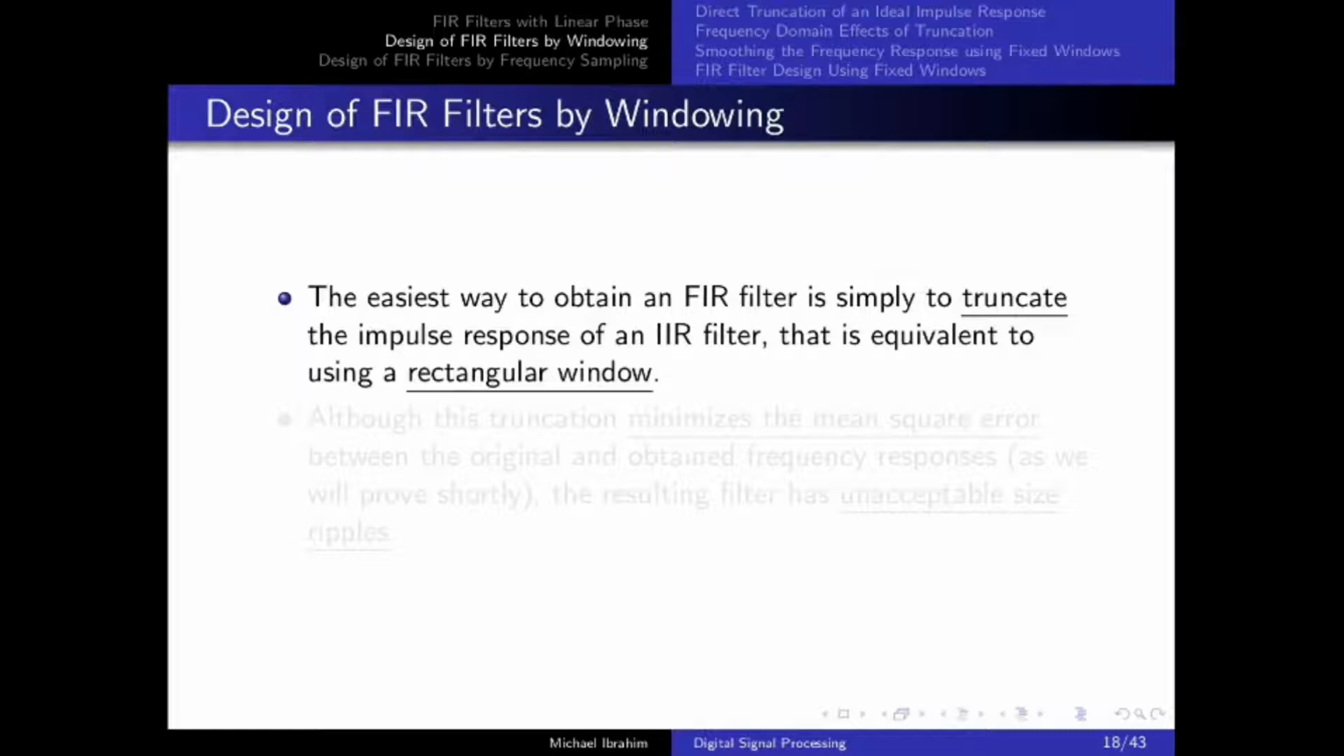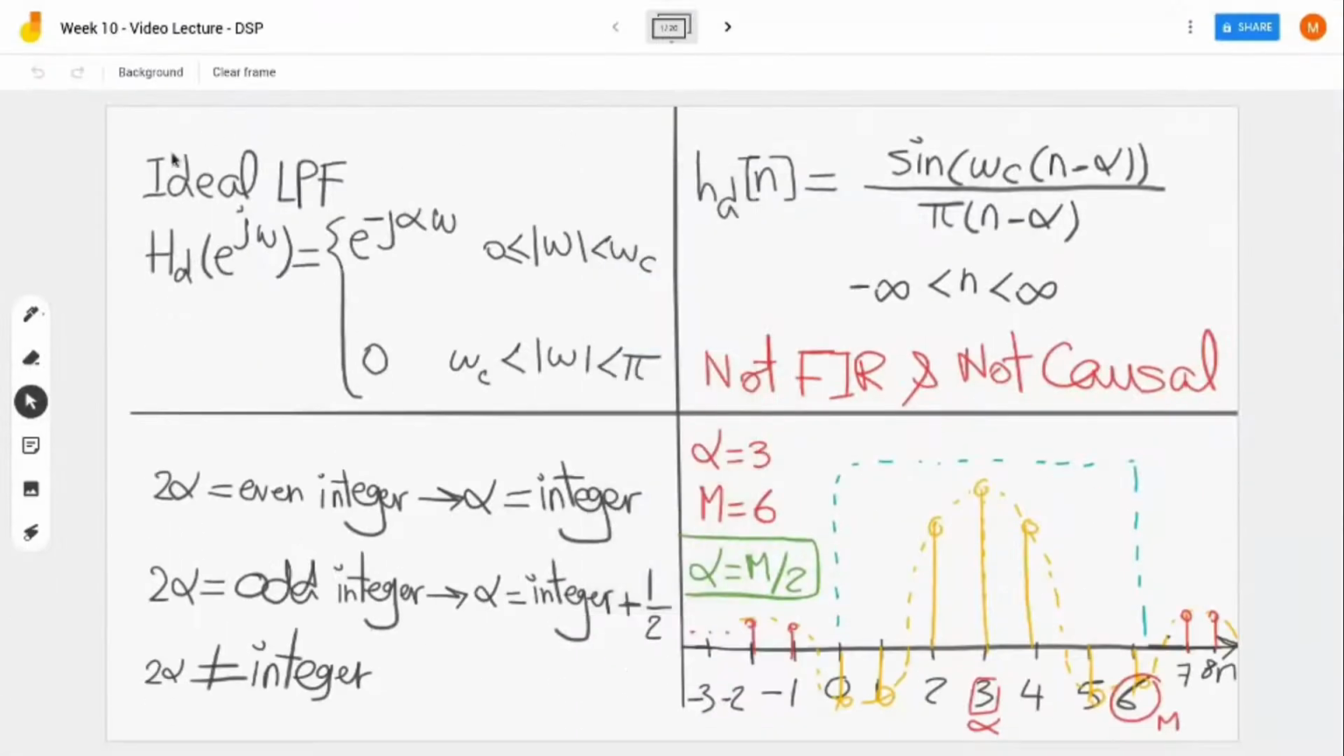And we have seen that the design of FIR filter can either happen in time domain using the windowing method or the frequency domain using frequency sampling method. In today's lecture, we will start to talk about the windowing method. In the previous lecture, we started with the frequency response of an ideal low-pass filter with linear phase, which took the form e to the negative j alpha omega, when modulus omega is larger than 0 and less than omega c, and 0 if modulus omega is larger than omega c and less than pi.